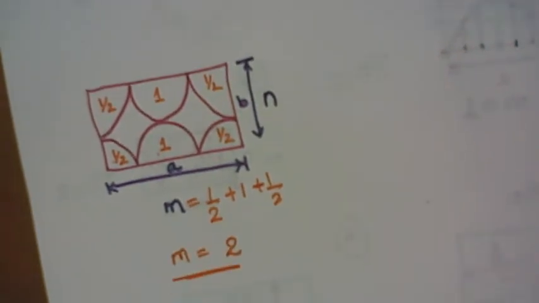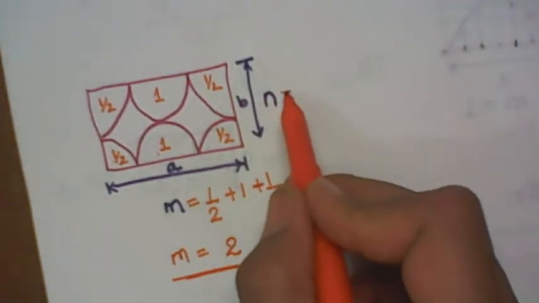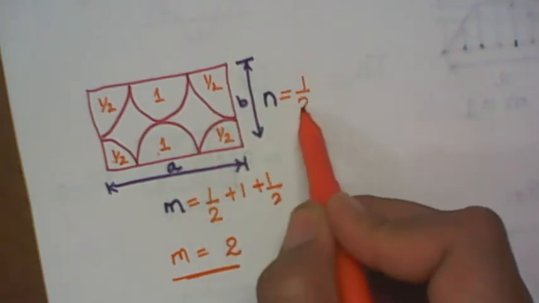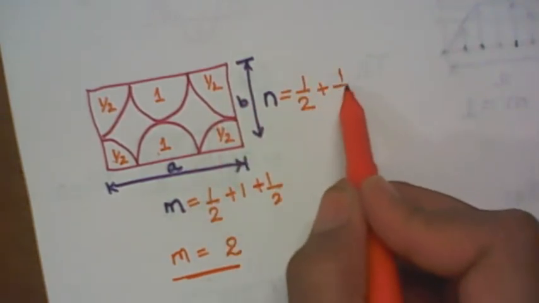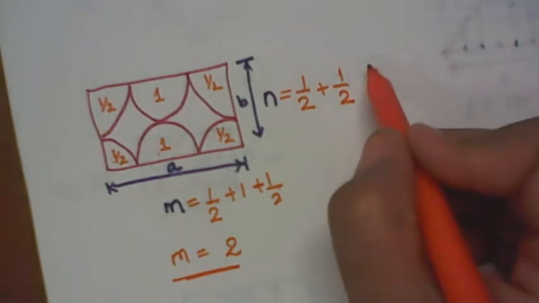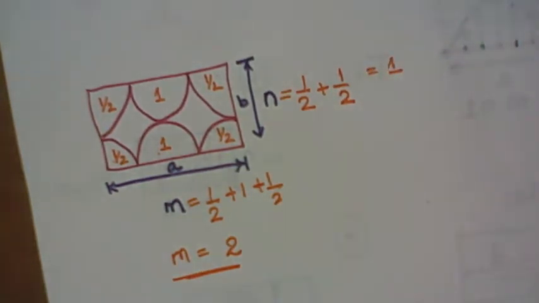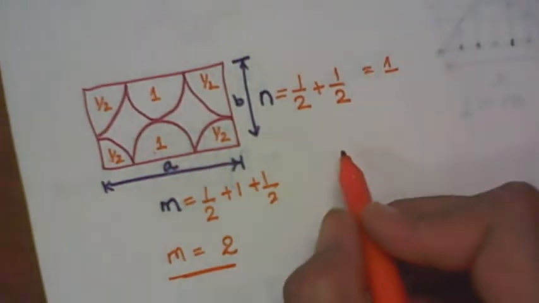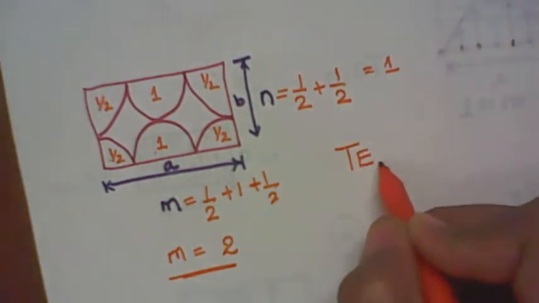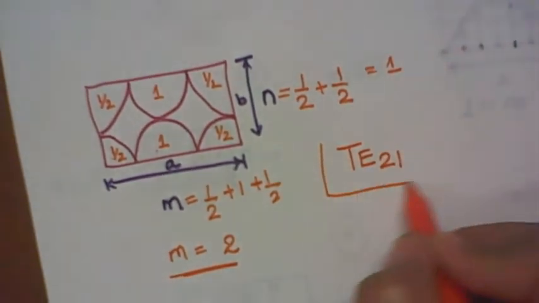Okay, m equal to 2 over here. What about n over here? Half plus half. That value is equal to 1. So what I represent this mode as is TE21 mode.